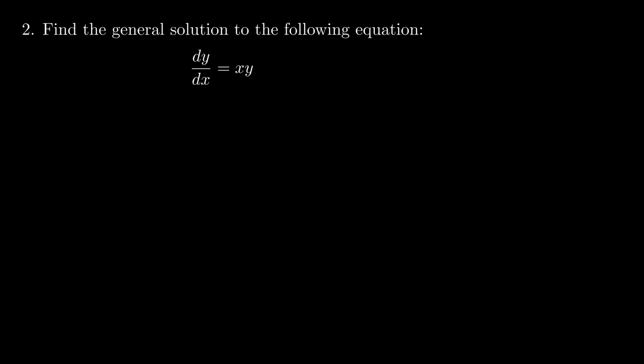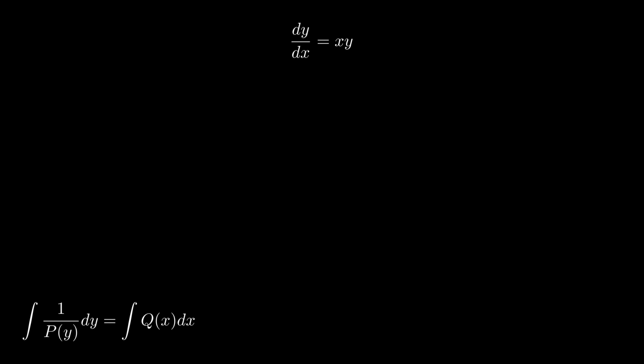So this equation dy over dx is equal to x times y. We've already solved this equation partially when we were deriving the separation of variables formula, but I think it's nice if we finish it off by finding the general solution to the equation. So the same as before, we will need the separation of variables formula, but what we'll also need is our q of x and p of y.